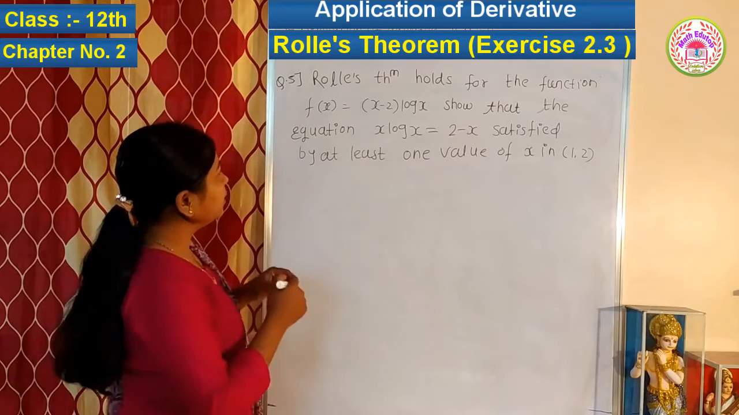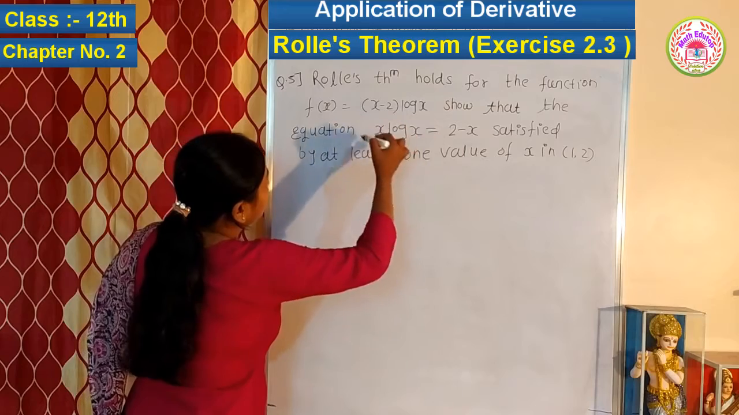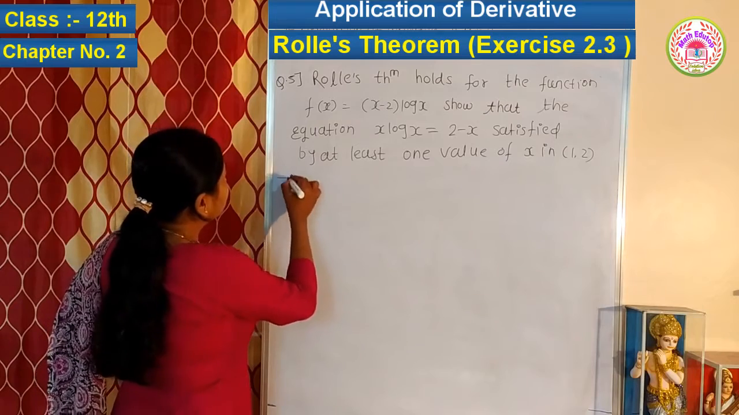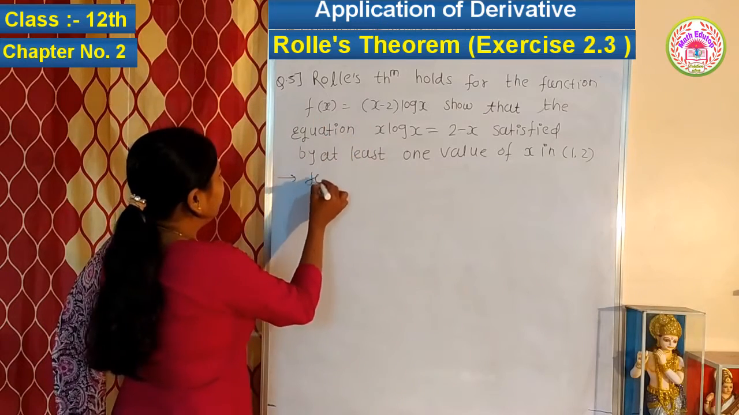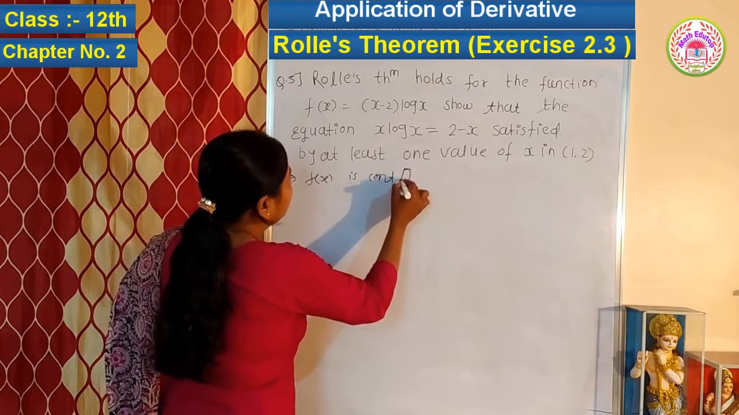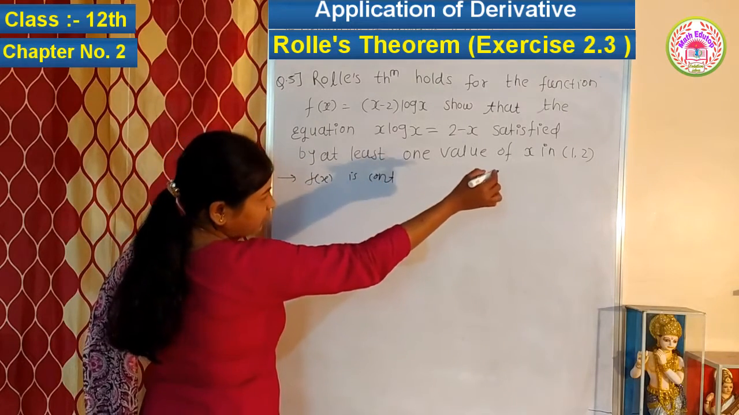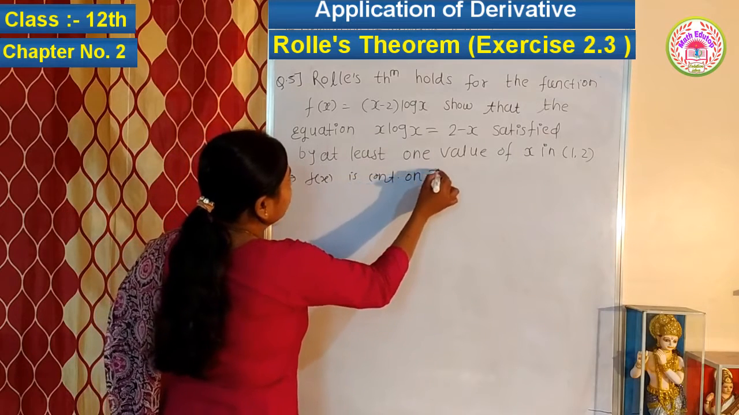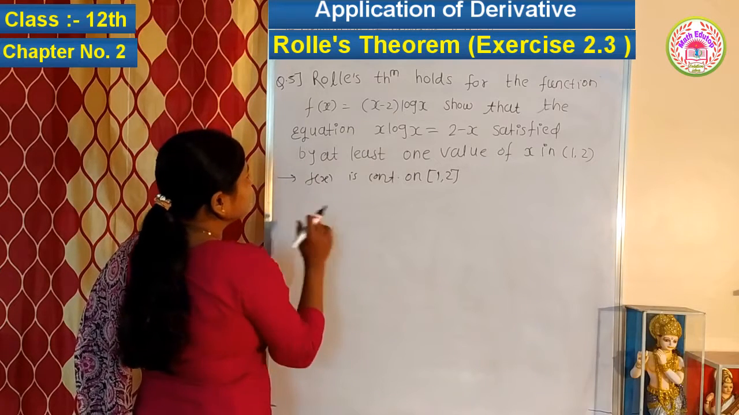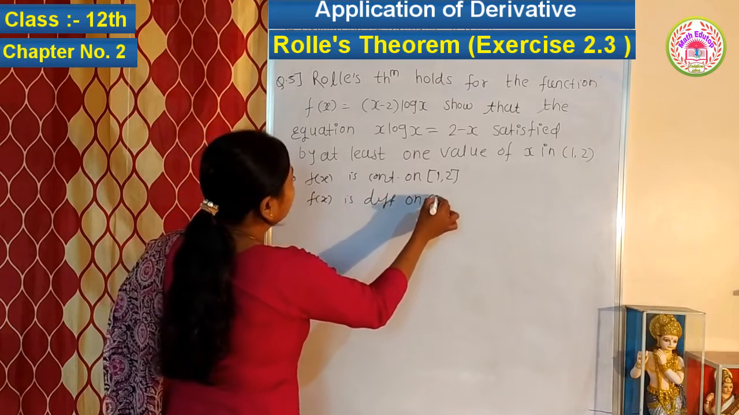We have to show that there exists at least one value of x in the open interval 1 to 2 such that it satisfies this equation x into log x is equal to 2 minus x. So let's see, as all the conditions of Rolle's theorem hold, meaning the function f of x is continuous on the closed interval, and it is also differentiable on the open interval 1 to 2.